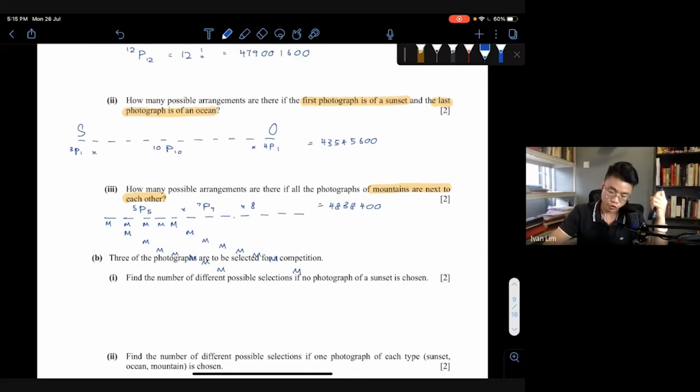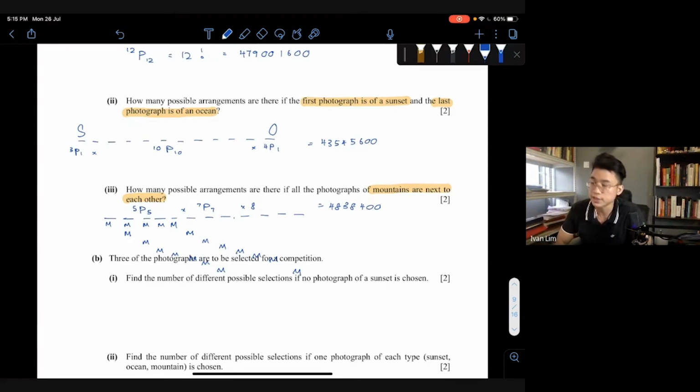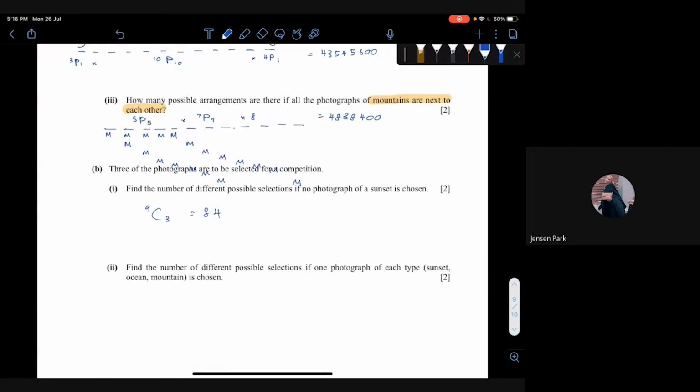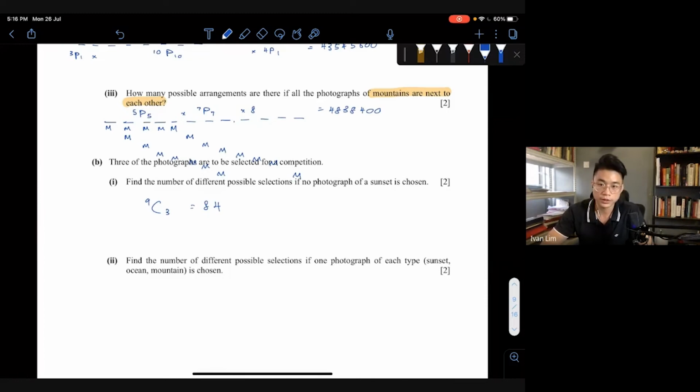Okay, next one. 3 of the photographs are to be selected for a competition. Find the number of different possible selections if no photograph of a sunset is chosen. Okay, no sunset. So we don't want sunset, you just minus off, 9C3. As long as it is chosen, the arrangement doesn't matter. So you get 84. Order for this one is not important.